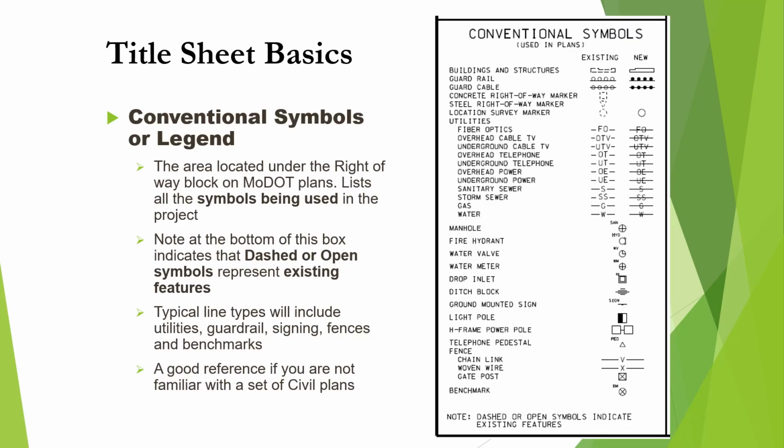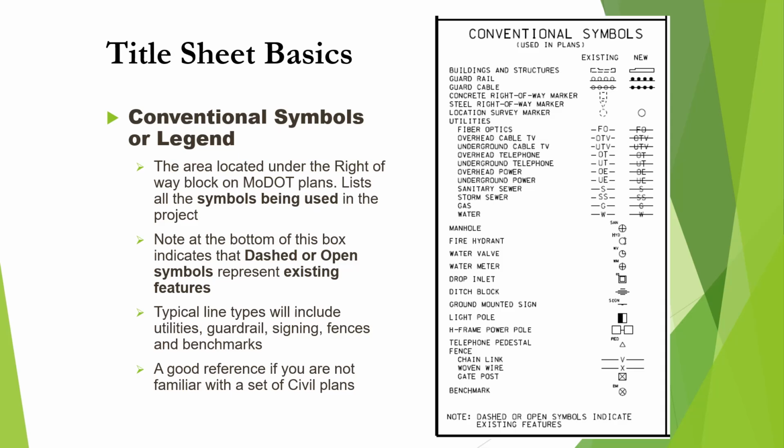Conventional symbols. So we're going below that to the left side, and you're looking at the area located under the right-of-way block on MoDOT plans. It lists all the symbols being used in the project. Note at the bottom of this box indicates that dashed or open symbols represent existing features, and that's something that's universal throughout everything that we do. If it's dashed or if it's open symbols, it's always existing. It goes with signs, it goes with pavement, it goes with any of it.